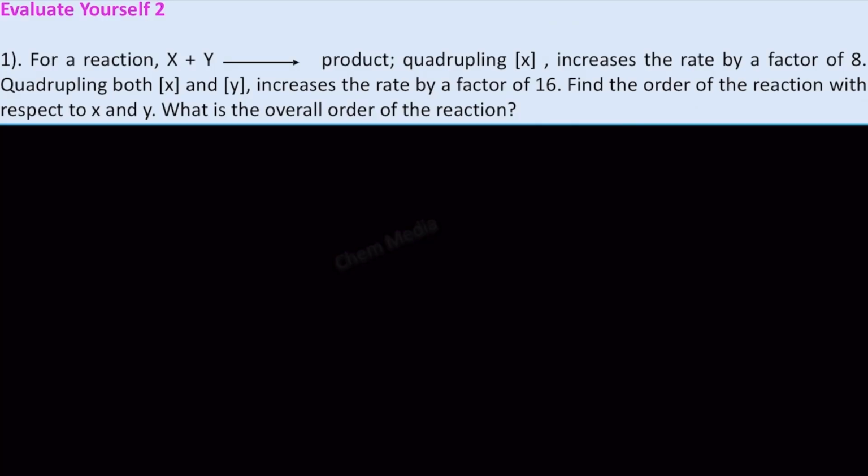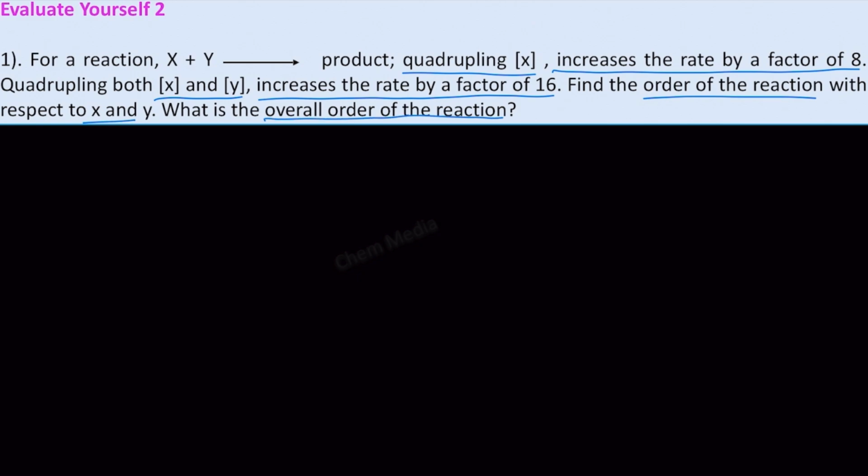Hello everyone, here is a question from chemical kinetics. For a reaction x plus y giving product, quadrupling the concentration of x increases the rate by a factor of 8. Quadrupling the concentration of both x and y increases the rate by a factor of 16. Find the order of the reaction with respect to x and y and what is the overall order of the reaction.